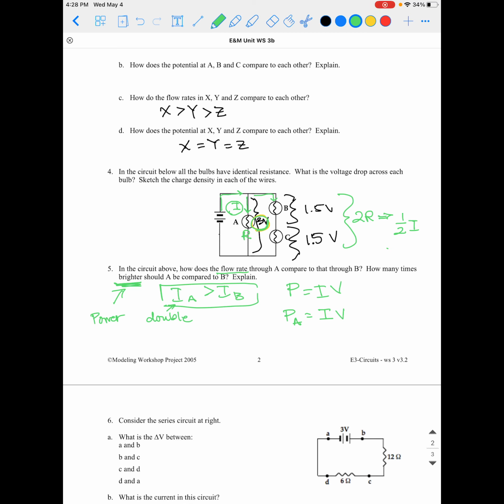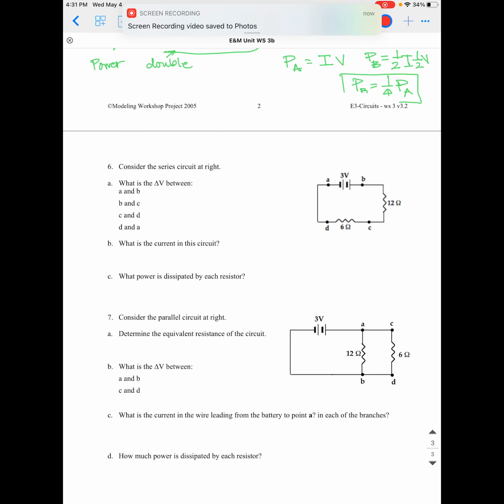If I'm comparing that to the current through B, the current through B we established is half the current of A, and the voltage is 1.5, which is half the voltage of A. And so if we're trying to compare how many times, the brightness is going to be a quarter of the brightness for A, and brightness is directly related to power.